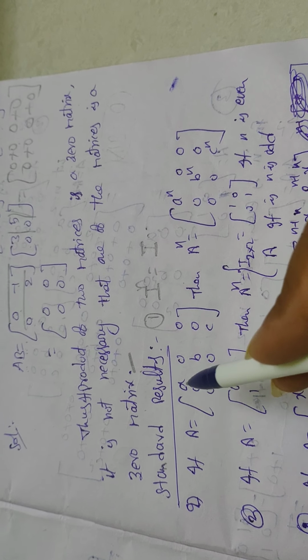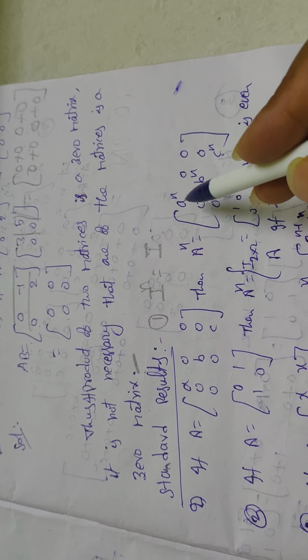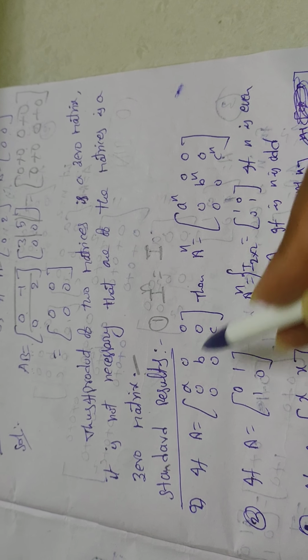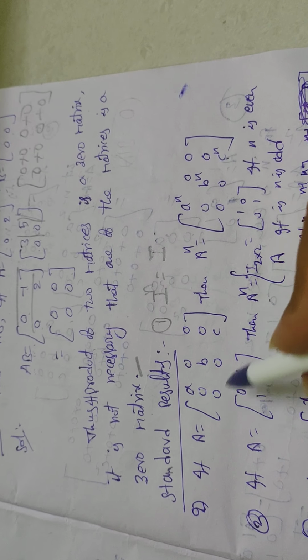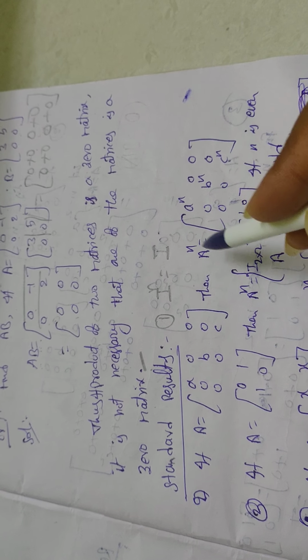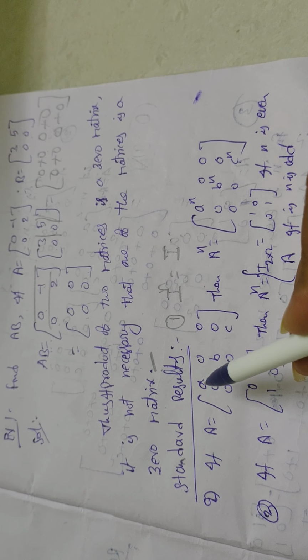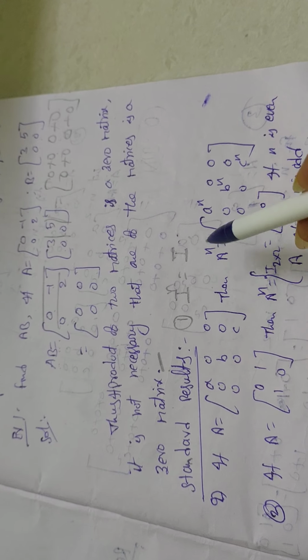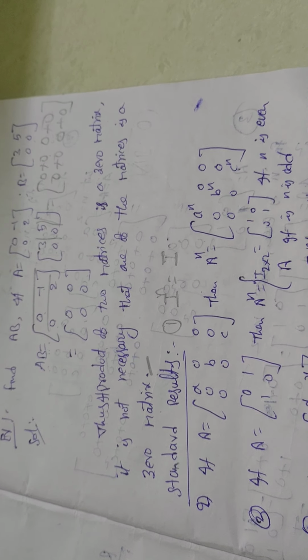If A is equal to the diagonal matrix with a, b, c, then A power n is equal to the diagonal matrix with a power n, b power n, c power n. It is a diagonal matrix. For a diagonal matrix, if you want to raise the power up to n, only the diagonal elements will be raised with the same power: a power n, b power n, c power n. Rest of them are all zeros only.